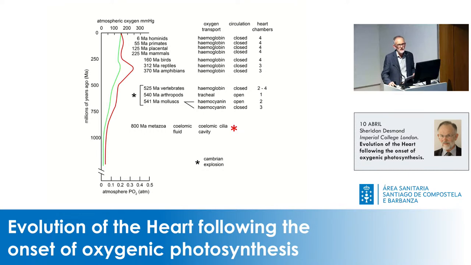This is the same data shown on the previous slide, but the time is concatenated and transposed for simplicity. So time is shown now on the vertical axis in millions of years. And again, the red and green lines are geologists' estimates of the oxygen levels in the atmosphere. Between about a billion, 1,000 million and 500 million years ago, oxygen levels increased to around the current level of 150 millimeters of mercury.